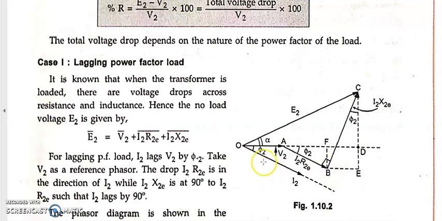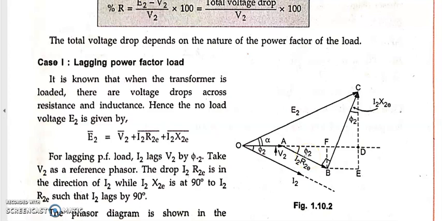Okay, and again you can see there is a phi 2 over here, because we know that current is lagging V2 by power factor angle phi 2. If this is phi 2, then this will also be phi 2. As per the geometry, if this and this are parallel, then obviously this angle will also be phi 2.